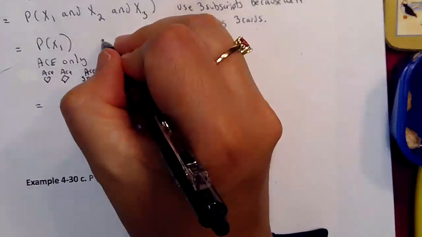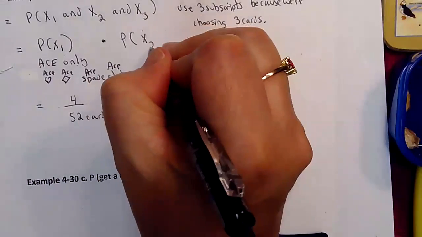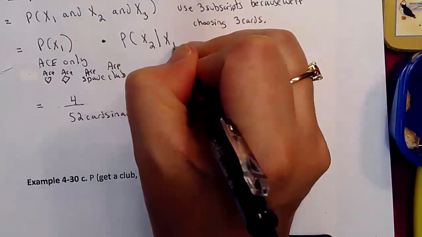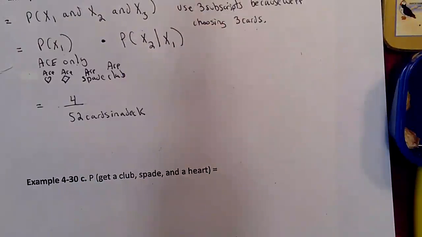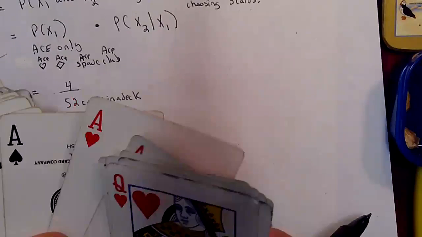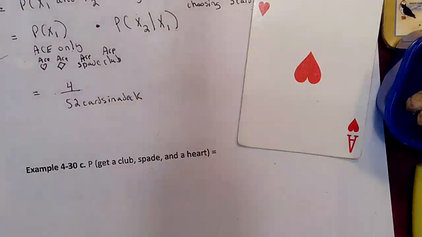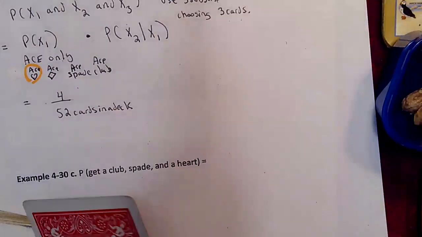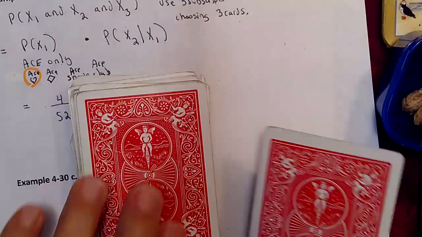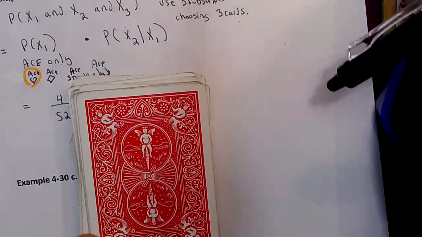Then you have times the probability that you're going to choose X sub 2, given that you already chose X sub 1. So remember what happens. Remember they said that you're not replacing it. So let's say I find my ace cards. Here are my ace cards. Let's say I pick out the ace of hearts. Let's say that one got chosen. And then you're not going to replace it. You're not going to put it back in the stash. You're going to keep it separate, away from that, right?